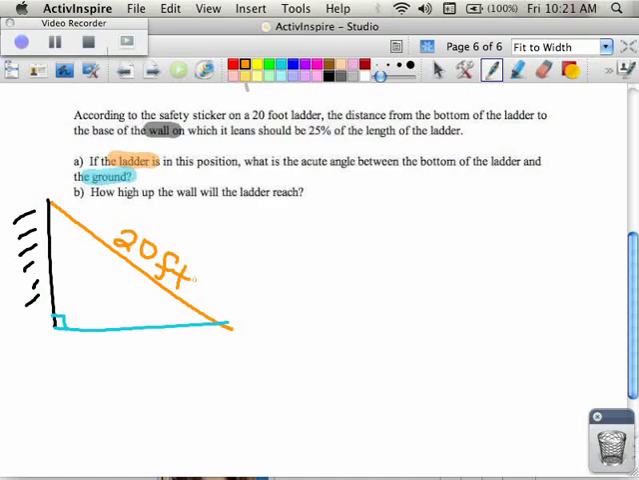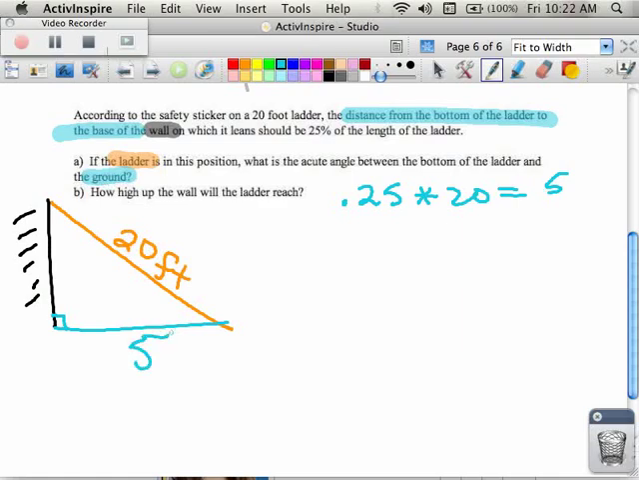And what I know is that the distance from the bottom of the ladder to the base, what is that talking about? The ground. So I know that the distance from the bottom of the ladder to the base of the wall is that blue stuff. And it has to be 25% of the length of the ladder. So the way I find that is I just go with 25%, 0.25 times 20, and I get 5. So here's 5.